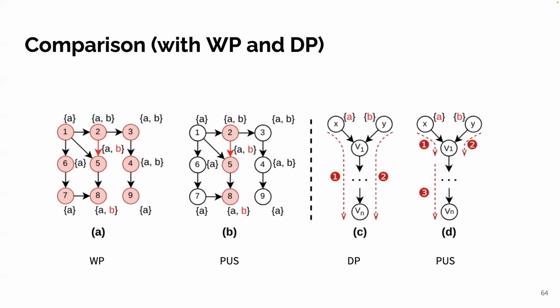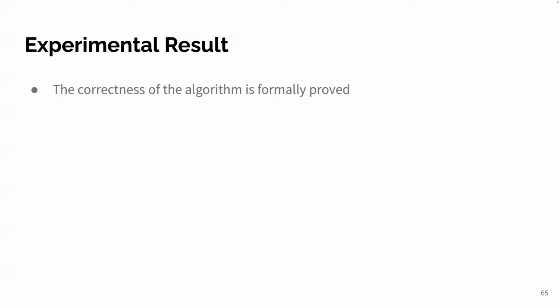Of course, this is a very high-level introduction of the algorithm, but it shows the essence of PUS. It should be noted that we also formally prove the correctness of the algorithm, which means that PUS is guaranteed to yield exactly the same result as wave and deep propagation.